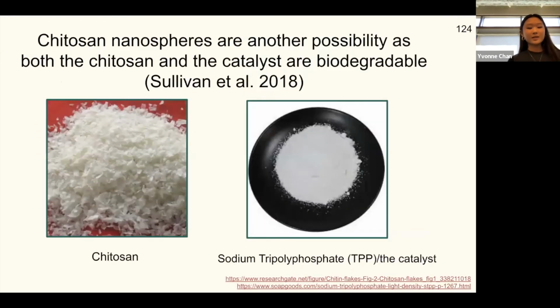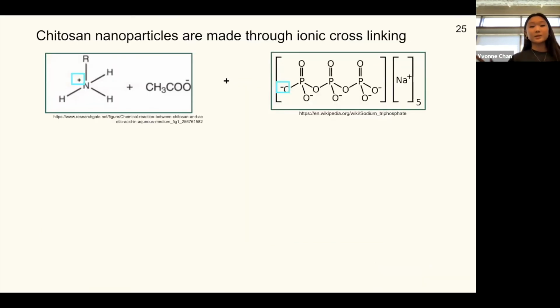As an alternative, on the side, we briefly tried chitosan nanoparticles because the two main ingredients are chitosan and sodium tripolyphosphate, or TPP, which are both biodegradable. The reaction between the chitosan and TPP is called ionic cross-linking, where a charged polymer cross-links with an ion of the opposite charge to create a bigger particle.